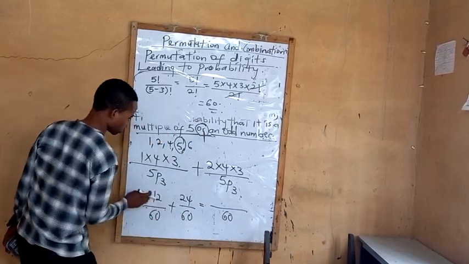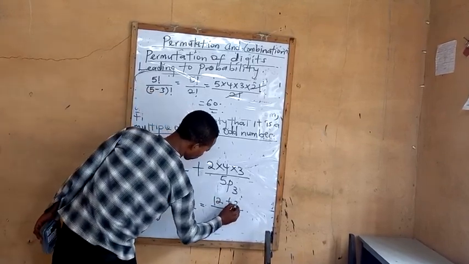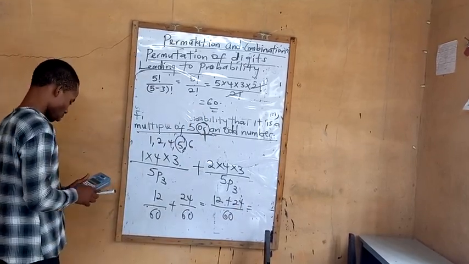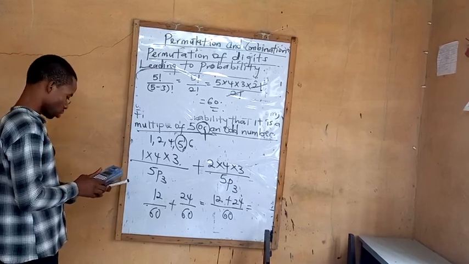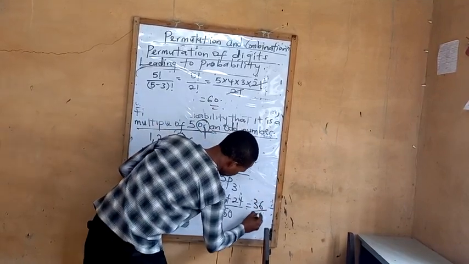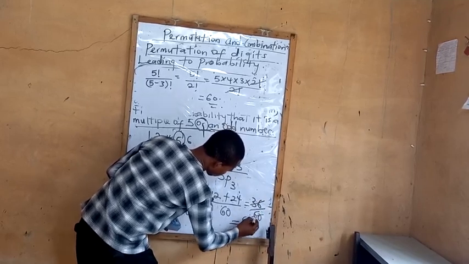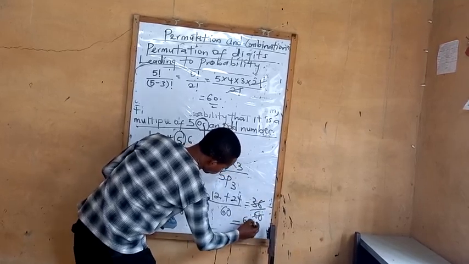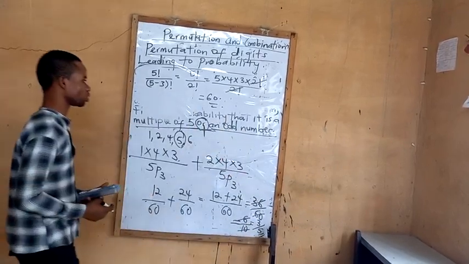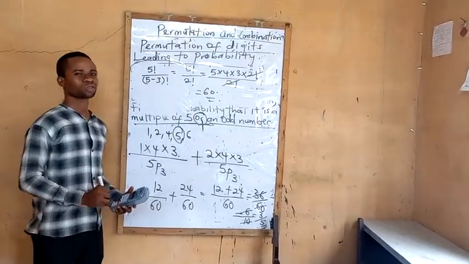1 times 12 is 12, and 1 times 24 is 24. So we have 12 plus 24, that is 36 over 60. Dividing by 6, we get 6 over 10, then dividing by 2, we get 3 over 5. So our answer is actually 3 over 5. I believe you actually grasp it.